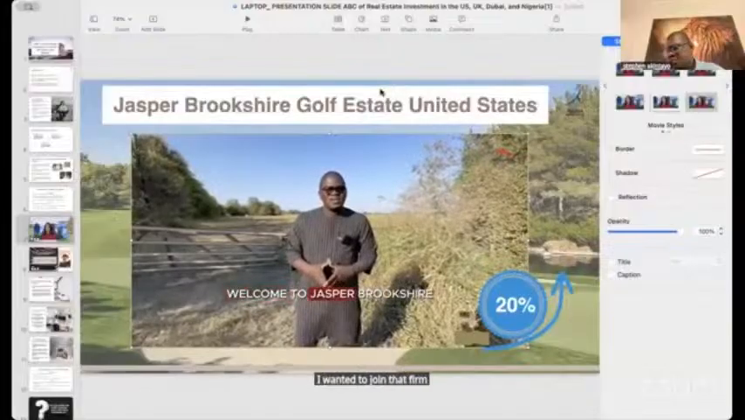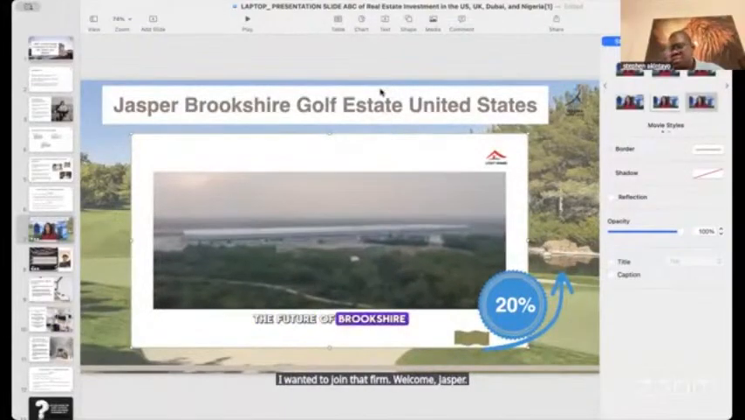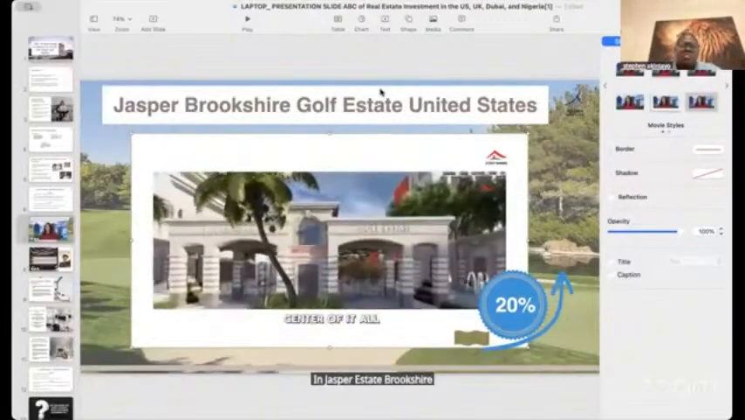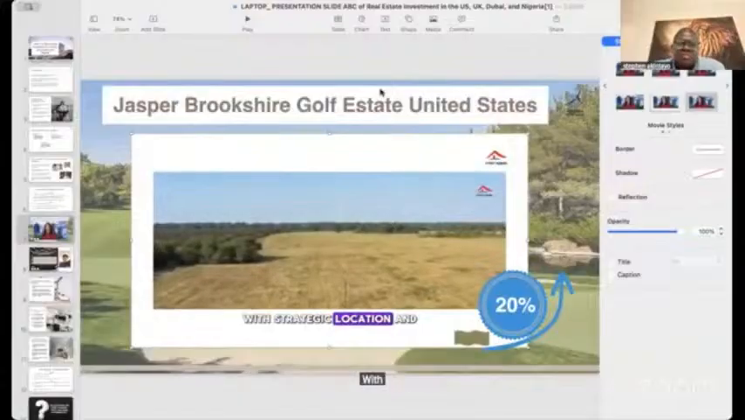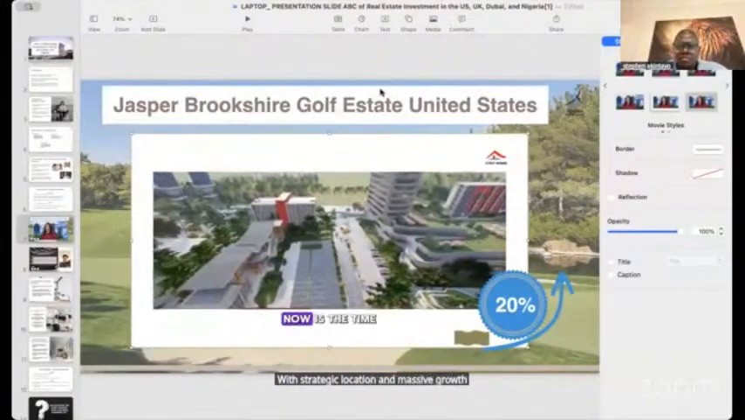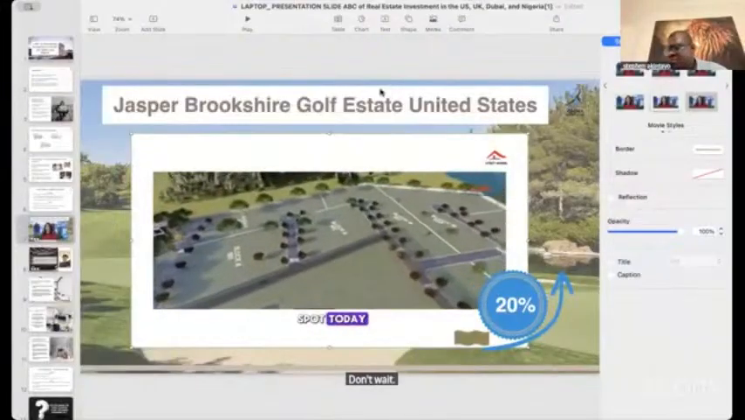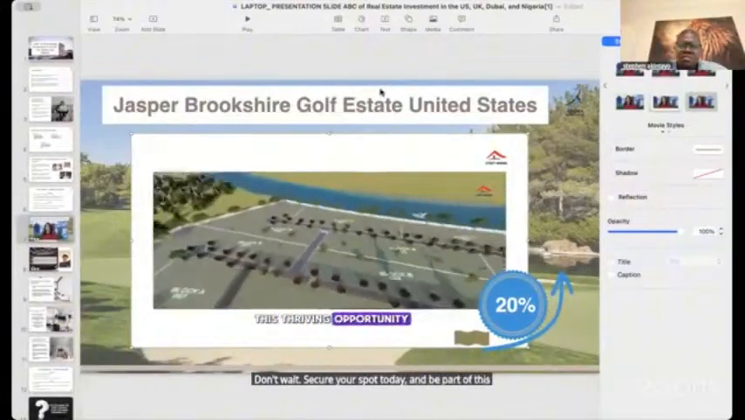Welcome to Jasper Brookshire. The future of Brookshire is unfolding fast, and Jasper Estate Brookshire is right at the center of it all. With strategic location and massive growth potential, now is the time to invest. Don't wait. Secure your spot today and be part of this thriving opportunity.